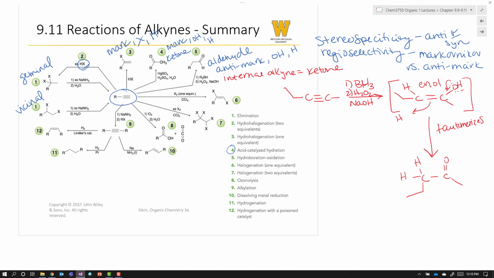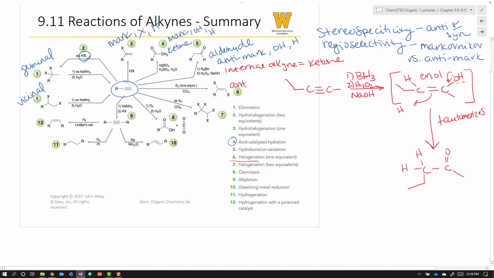And so still going around the circle, reaction 6 here is a halogenation with 1 equivalent. This is going to be anti-addition. And so that is its stereospecificity, is an anti-addition. Try to make more room here. Let's move that down like that. For 7, you have a halogenation with 2 equivalents, and you're just going to add all the halides, right? And you're all the way to the alkane.